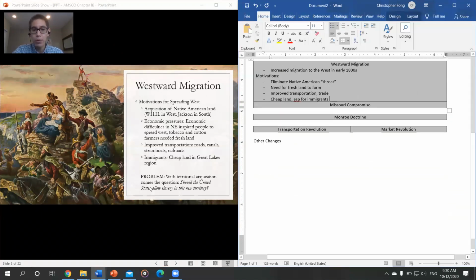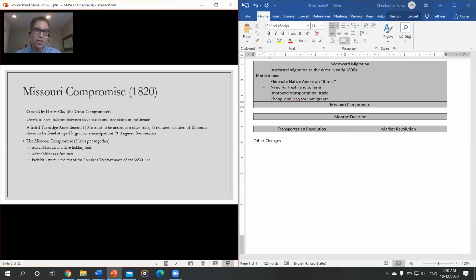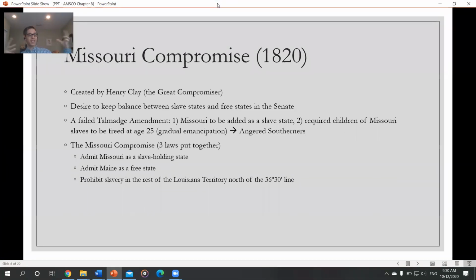Now, the big problem that you can see down here is, okay, as the US expands, will this new territory allow slavery? Right now, slavery was only allowed in the southern states, not in the northern states. And so one of the biggest key terms that you have to know from the first half of this course really is the Missouri Compromise of 1820.